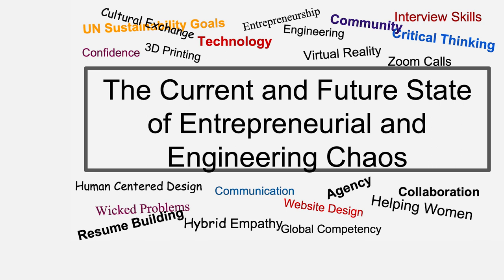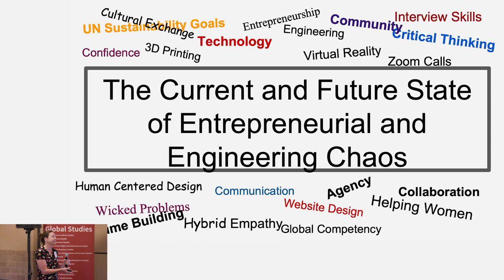We've had all these ideas and all different technologies. We've wanted to use virtual reality. We want to use human-centered design. We want to use sustainability goals. We want to help women. And so it's like, how do we organize all this chaos into a succinct, logical model for our students going forth?